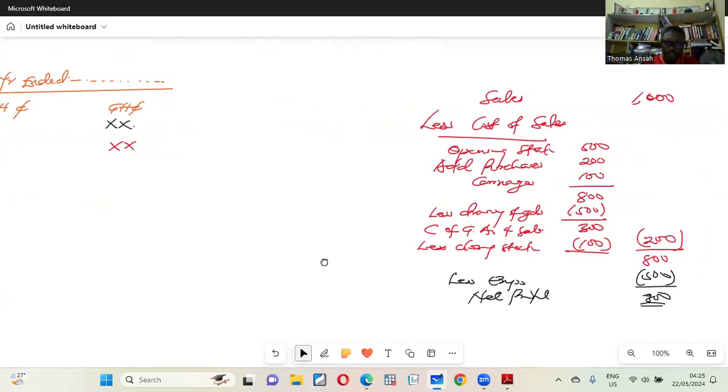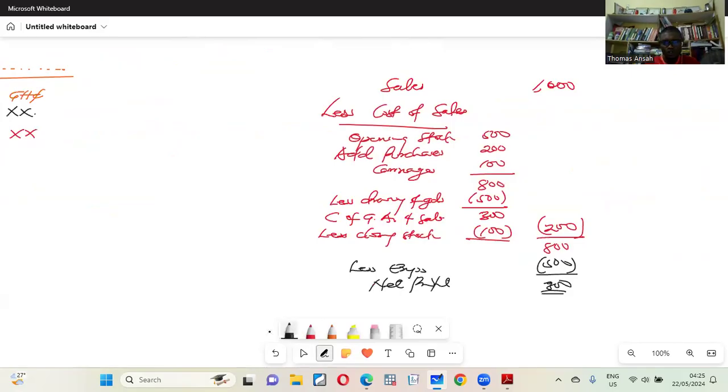All right. But let's assume that in your footnote, you've been told that there were drawings of goods, additional information, and that drawings of goods were not captured in here. So this 500 was never done. If this 500 wasn't done, it means that our cost of goods available for sale would have been 800, right? And our closing stock would be 100. Therefore, our cost of sales would have been what? 700. And if our cost of sale was 700, it means our profit would have been what? 300.